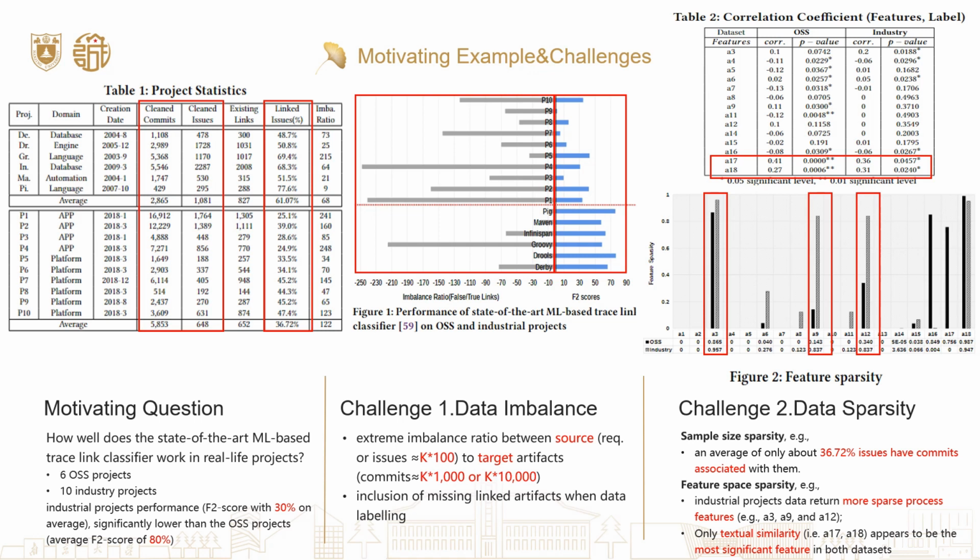Moreover, due to the low quality of recorded data in repositories, many key fields are not filled out, such as issue resolution time and assigned developer. This results in more sparse process features in industrial projects. Therefore, textual similarity appears to be the most influential feature in both datasets from the upper table.